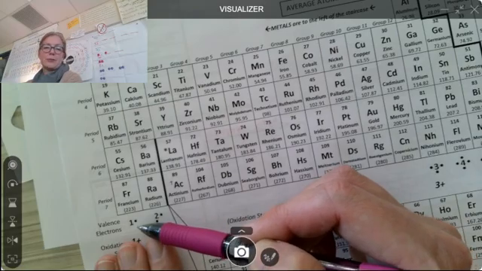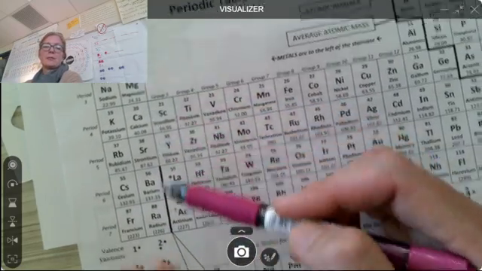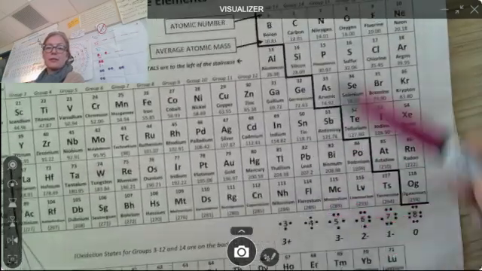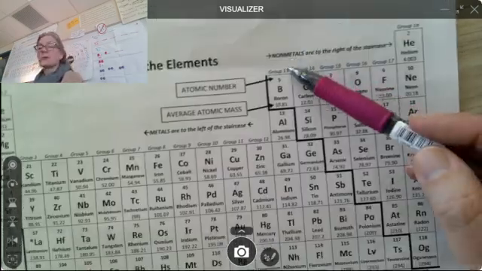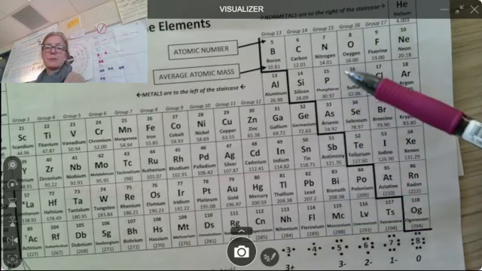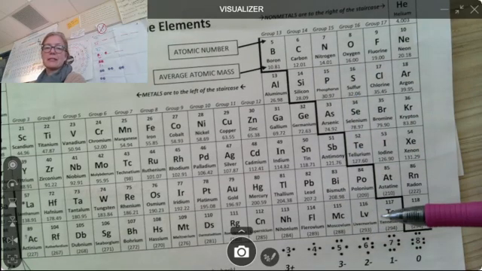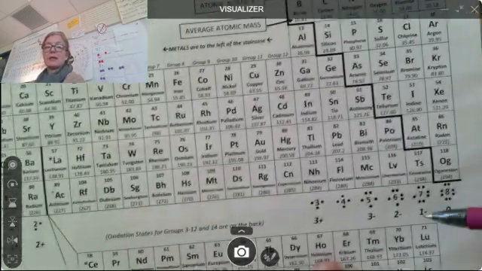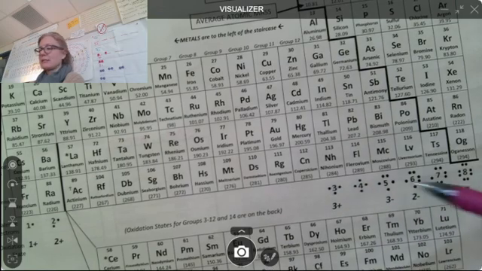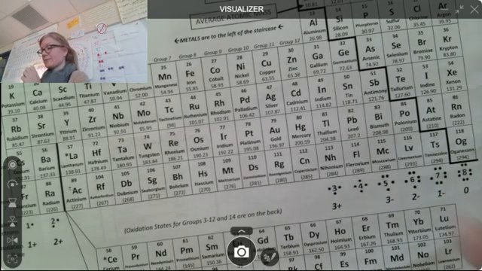Everything in group 1 has 1 valence electron. Everything in group 2 has 2 valence electrons. Everything in group 3 has 3, group 13 has 3, group 14 has 4, group 15 has 5, group 16 has 6, group 17 has 7, and group 18 has 8. So just looking at the group that something's in on the periodic table can easily tell you the number of valence electrons it has.